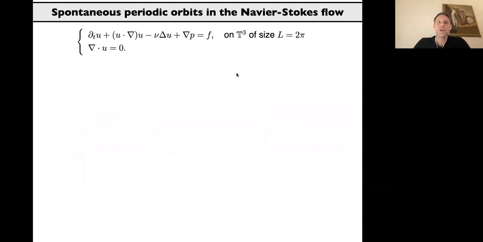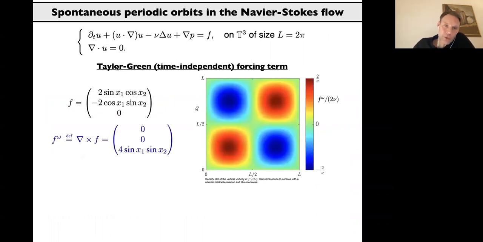Okay, so what we did, we considered an external forcing term to be the following. So that's the external forcing term that we have. It's a time-independent Taylor-Green forcing term. So we took a Taylor-Green time-independent forcing term, and then we applied the curl to the forcing term. And that's for this specific forcing term that we applied our approach.